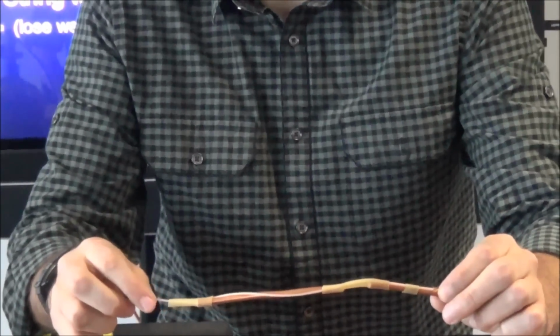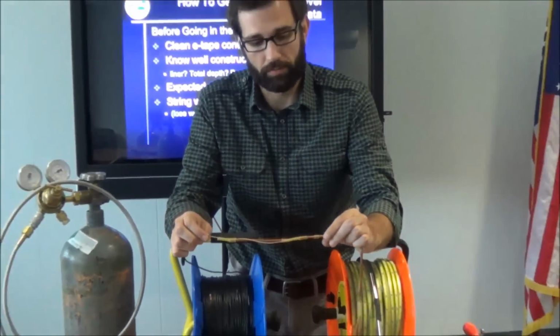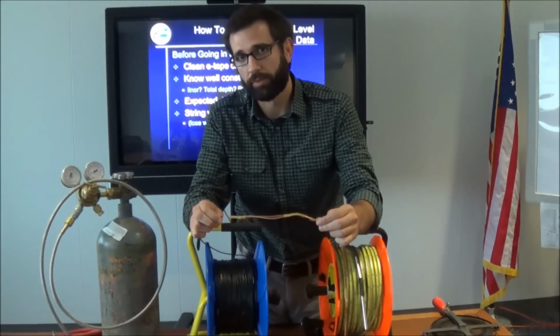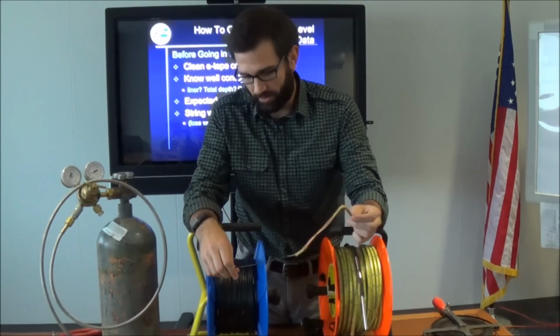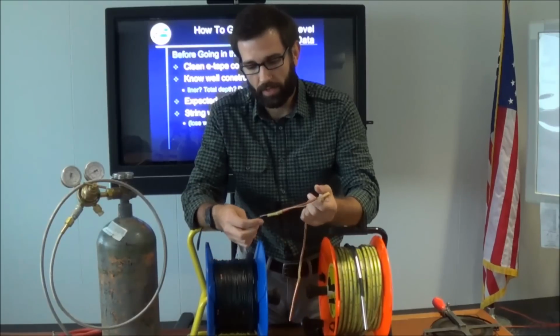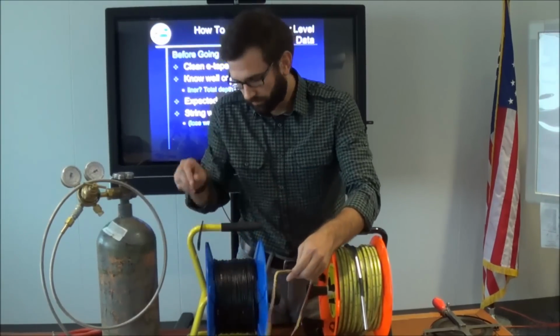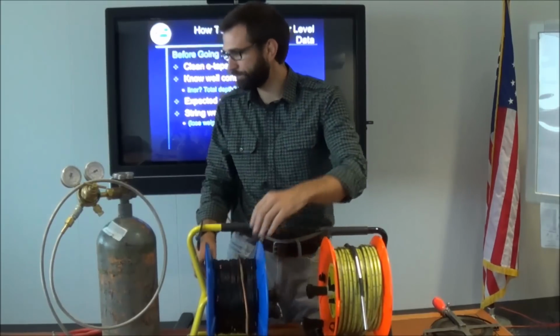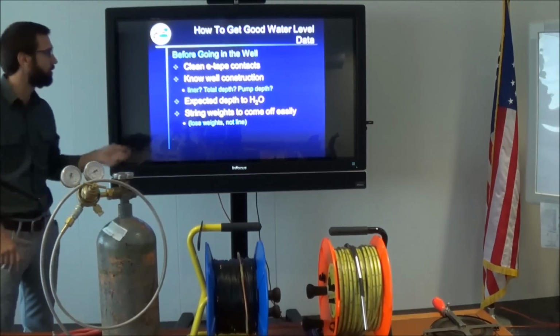There's nothing worse than going 200, 300, 400 feet down, not getting a signal when you think you should be, pulling it up and realizing that your contacts are not clean, so that's why you're not getting the signal. So we take a little knife or something and scrape them off just to make sure they're clean before we go into the well.